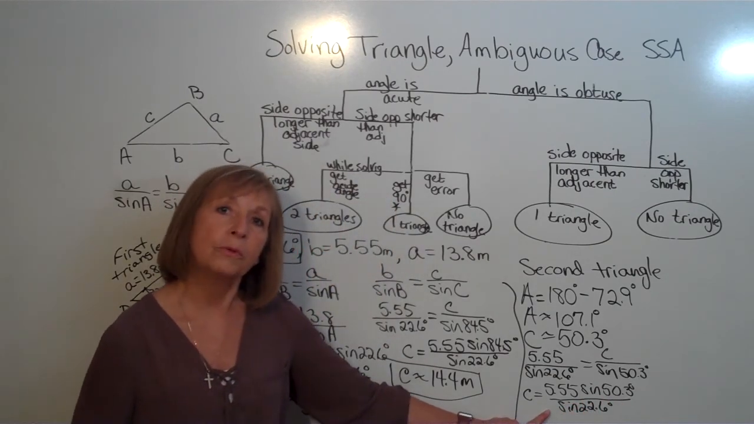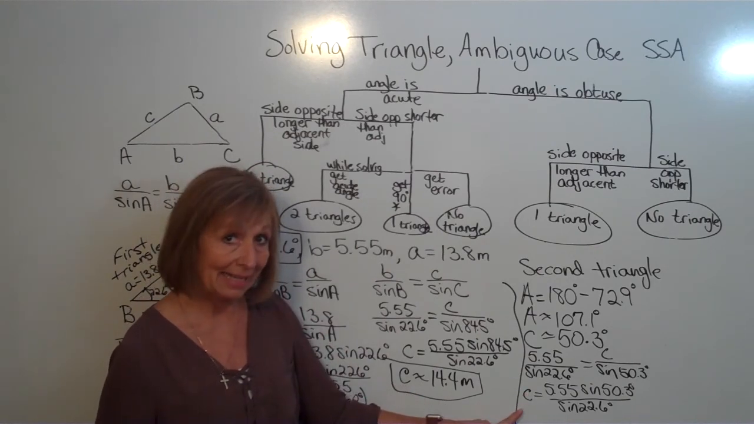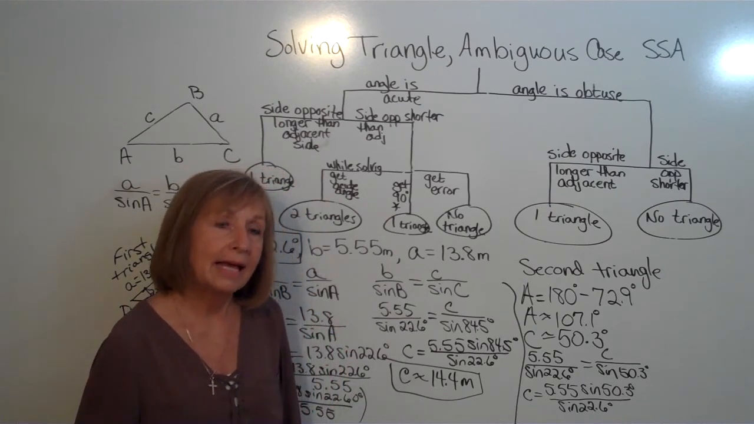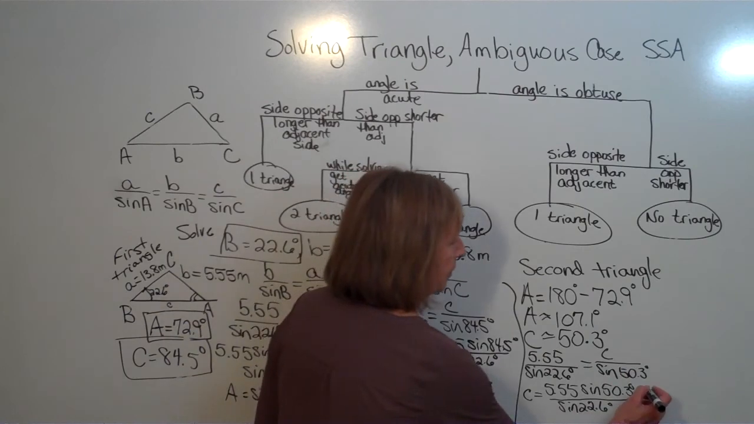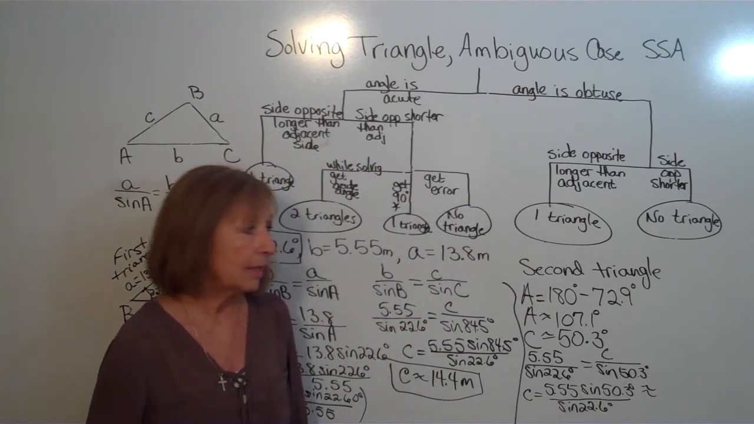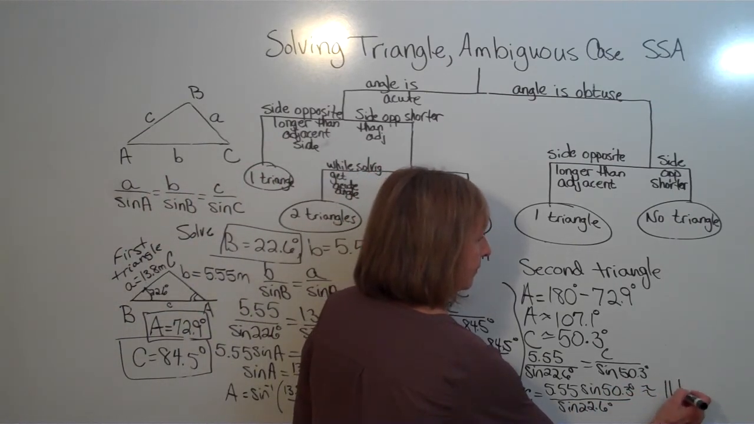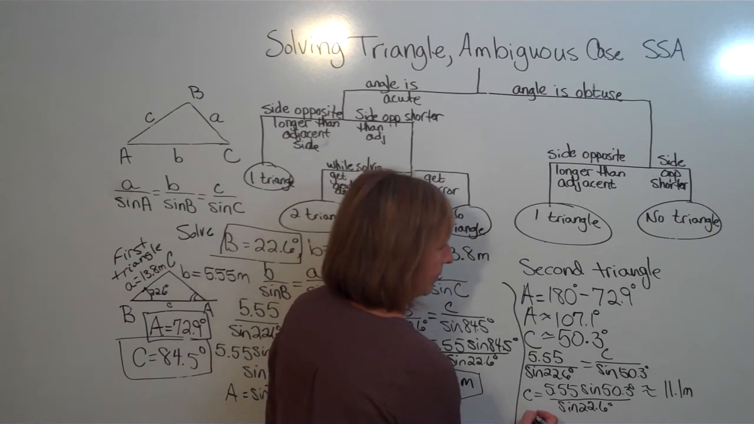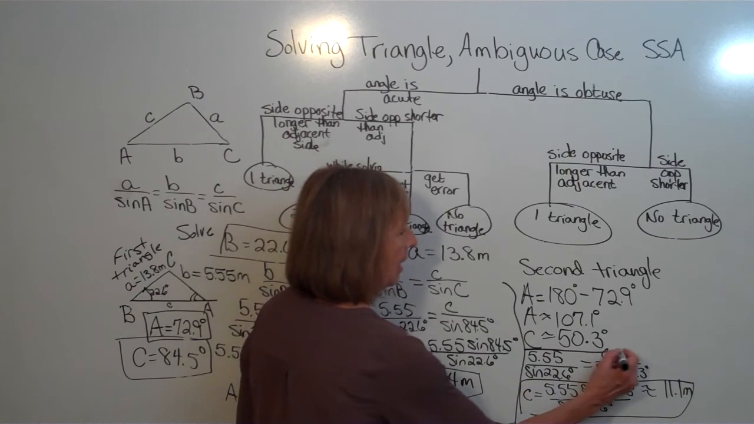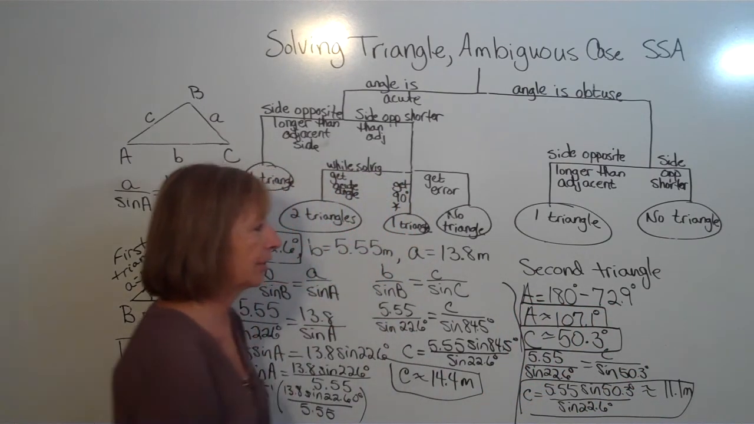And when you go through and calculate that and then give your value of that side length to three significant figures, you get that c is approximately equal to 11.1 meters. So there's our side c, our angle C, and our angle A for the second triangle.